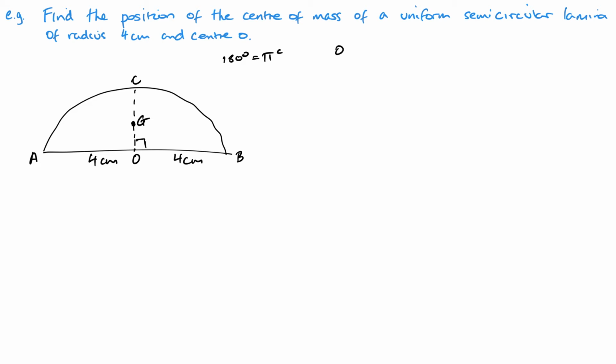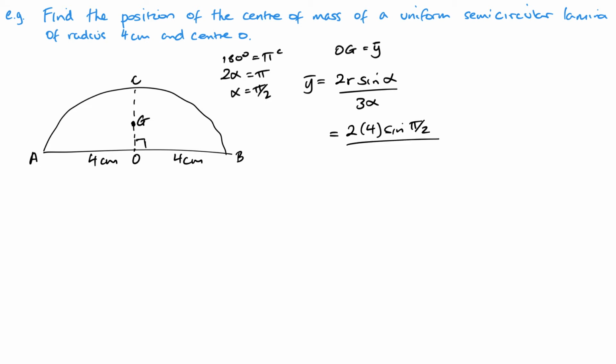And let's look for this OG, which is going to be our mean y. The formula for y is 2r sine alpha over 3 alpha. Now, in the original diagram, the total angle was 2 alpha. So in this case, 2 alpha is equal to pi, so alpha is pi by 2. So we get 2 times 4, sine pi by 2 over 3 lots of pi by 2. Therefore, the center of mass of the lamina is on the line OC at a distance 16 over 3 pi from O.